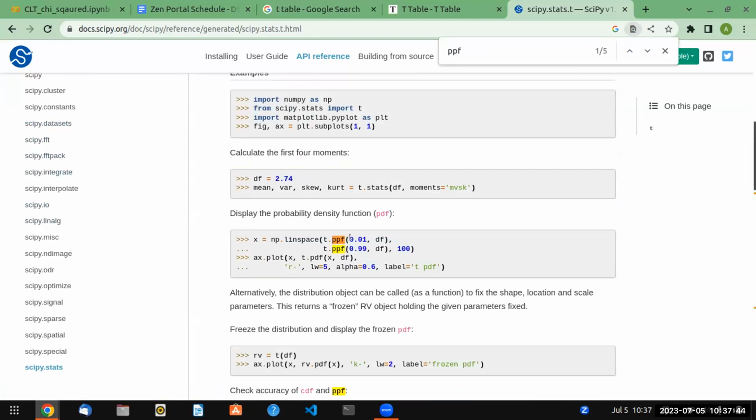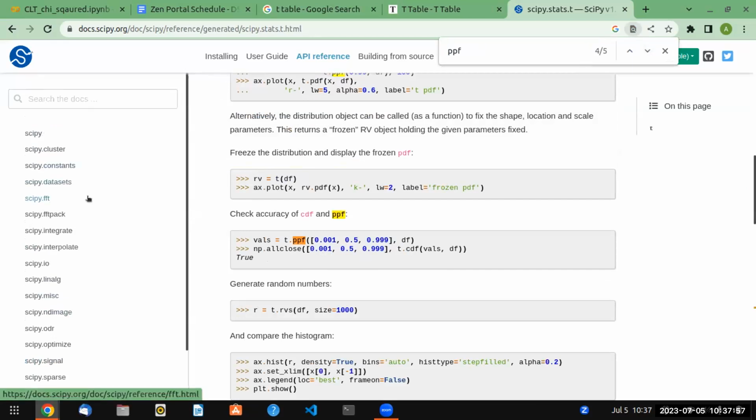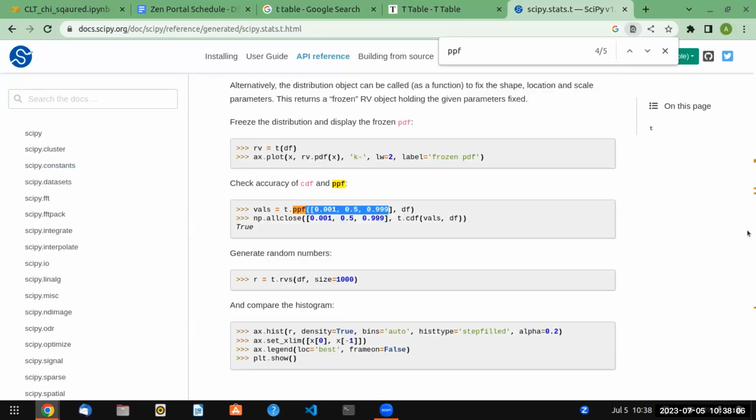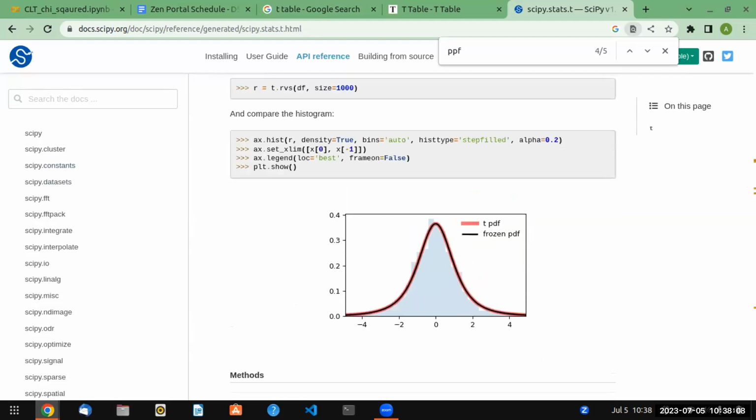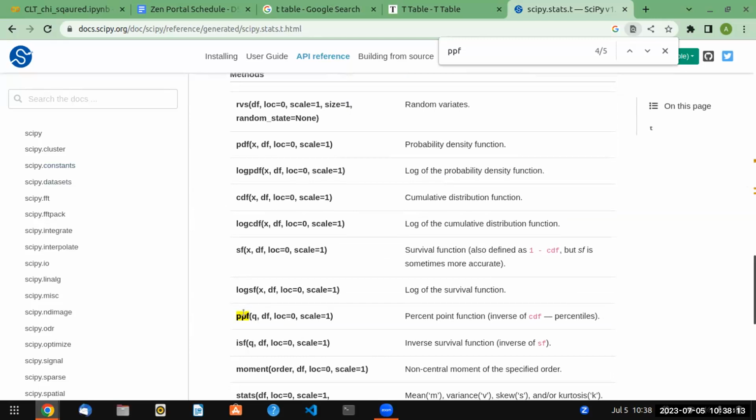t.ppf. How many do we have here? Guys, where is the t.ppf functionality? I can't see it. I can see it here, but here also it is taking something. Guys, try to find out. Oh, okay, here. A Q.